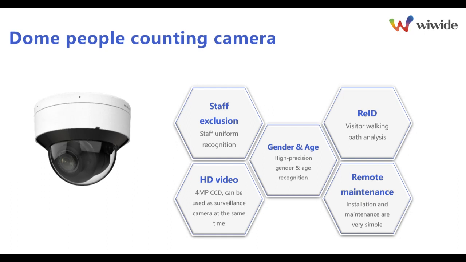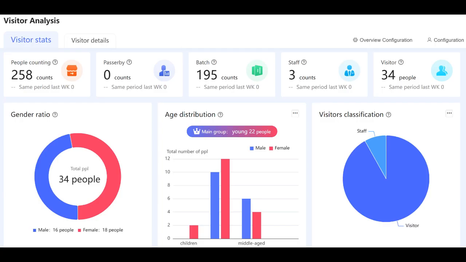Wiwide Dome People Counting Camera is a 4-megapixel HD people counting camera, which can realize gender and age recognition, staff recognition, repeat customer recognition and other functions.